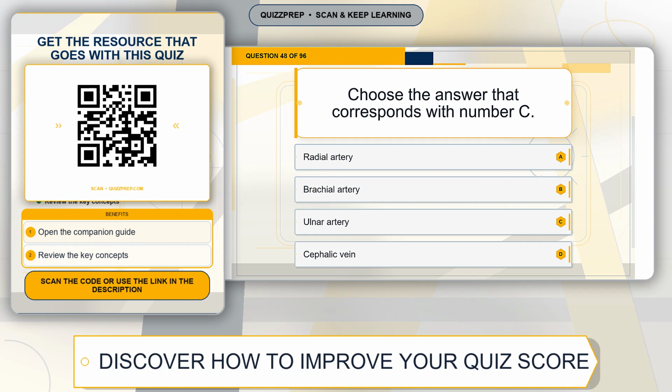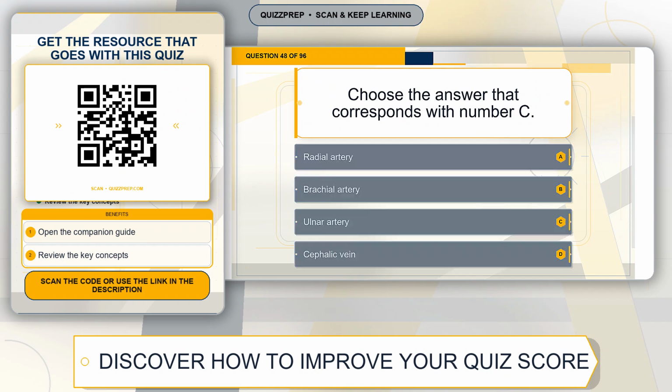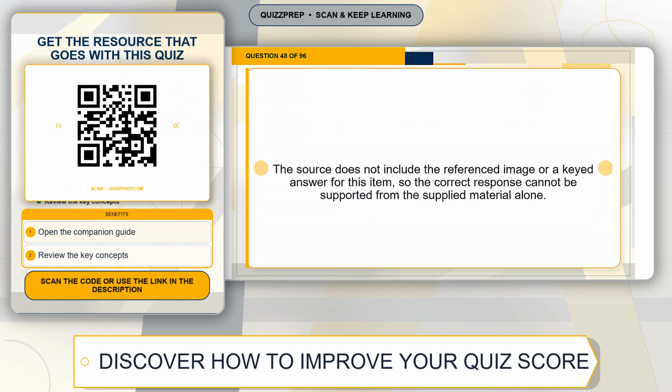Question 48. Choose the answer that corresponds with number C. Option A, radial artery; option B, brachial artery; option C, ulnar artery; option D, cephalic vein. The correct answer is not shown. Explanation. The source does not include the referenced image or a keyed answer for this item, so the correct response cannot be supported from the supplied material alone.